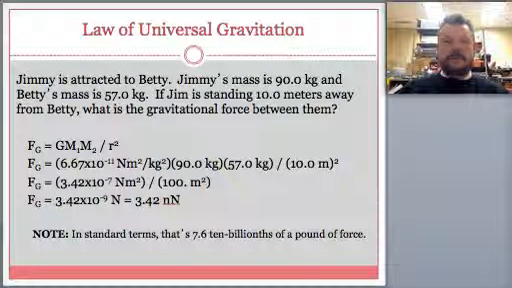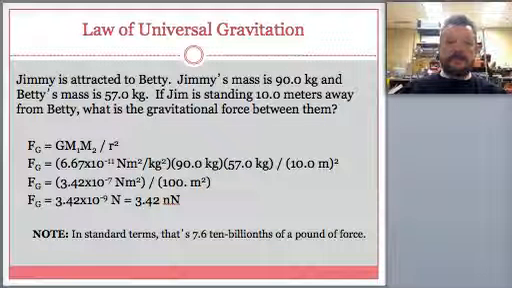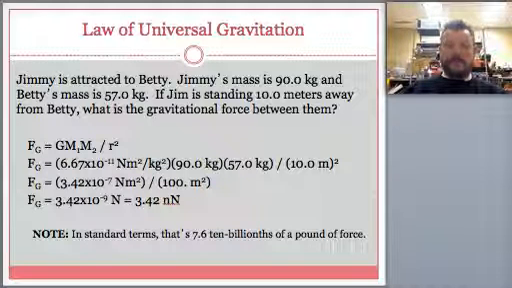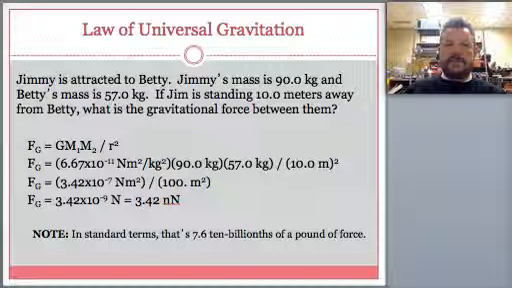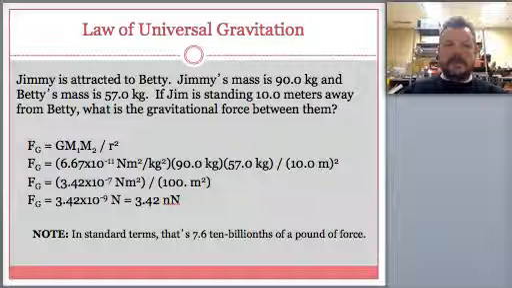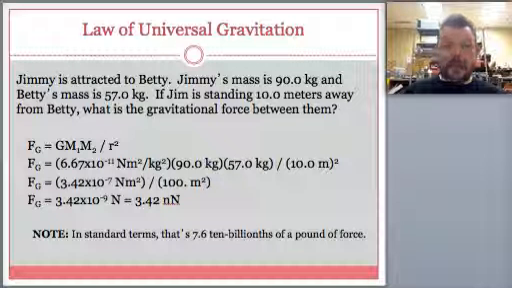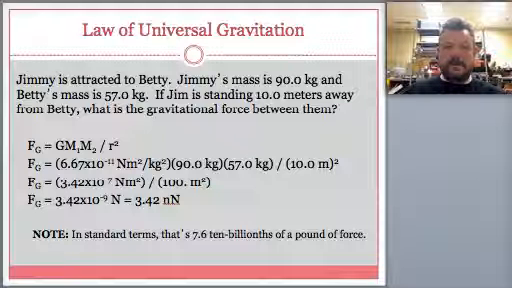Jimmy is attracted to Betty. Jimmy's mass is 90 kilograms. Betty's mass is 57 kilograms. If Jimmy is standing 10 meters away from Betty, what is the gravitational force between them? We would use F_g equals G m1 m2 divided by r squared. Plugging in the numbers, it turns out that it is 3.42 times 10 to the minus 9 newtons, or a nanonewton.